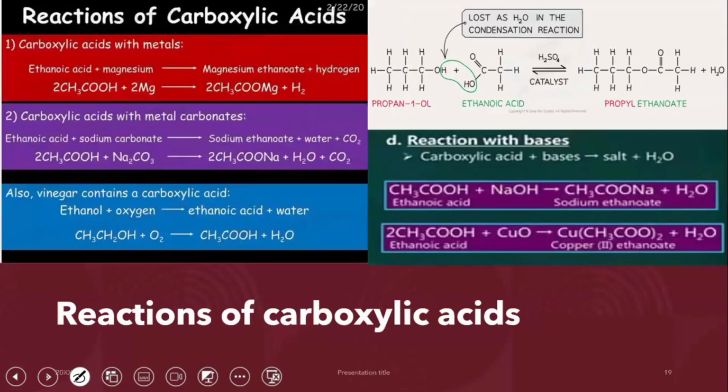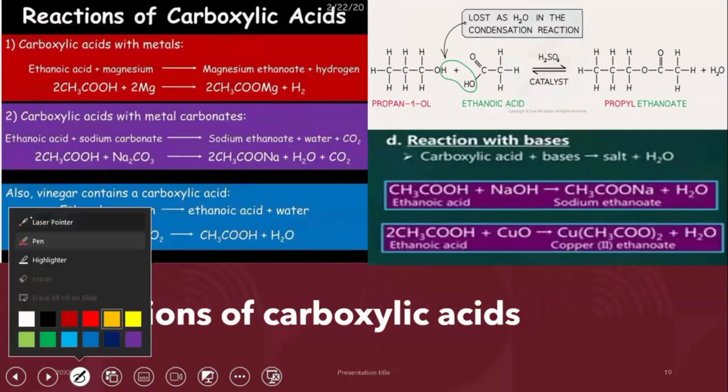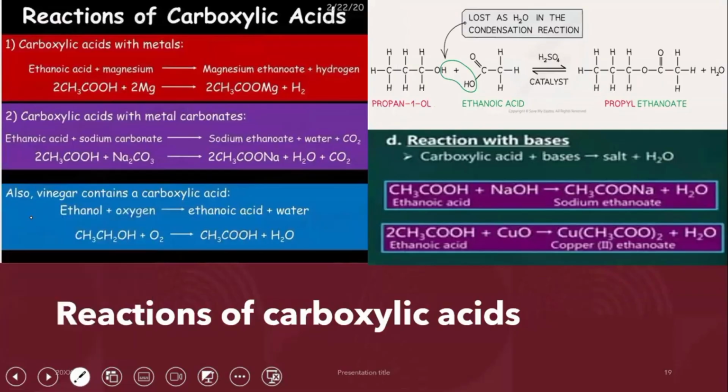So these are some of the common reactions that you have to know. And you will notice these are the same reactions that you study in the topic of acids as well. Carboxylic acids can react with metals to give you salt and hydrogen gas. So for example, we have ethanoic acid. Ethanoic acid will react with magnesium to give you magnesium ethanoate.